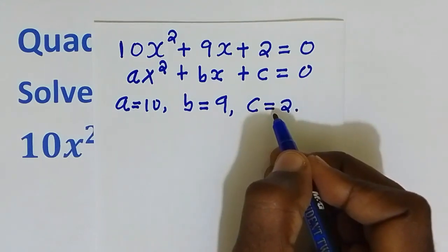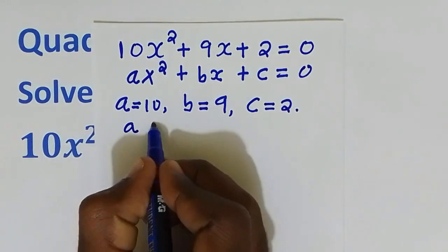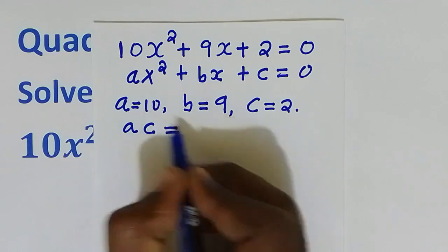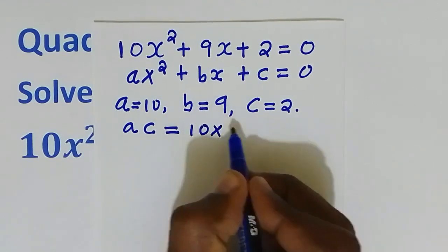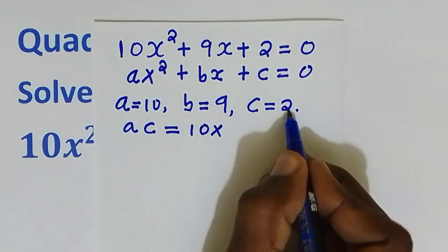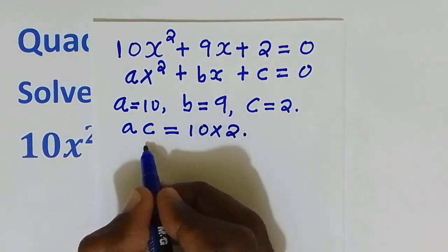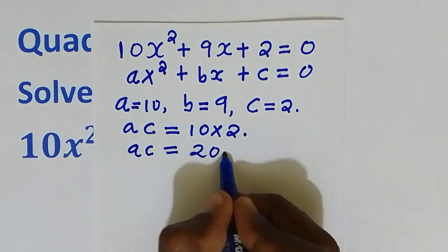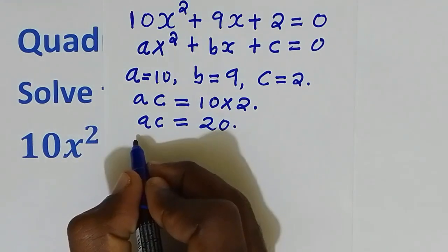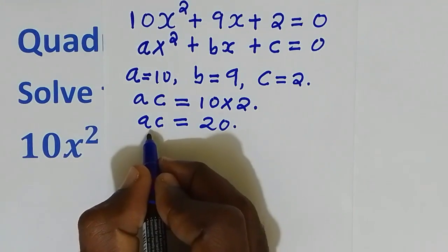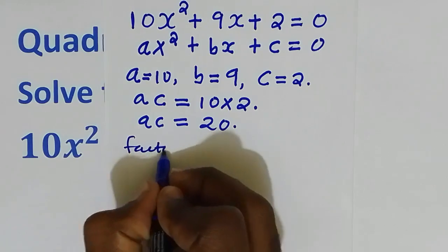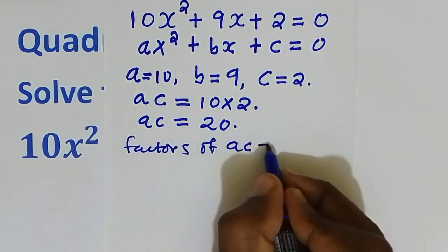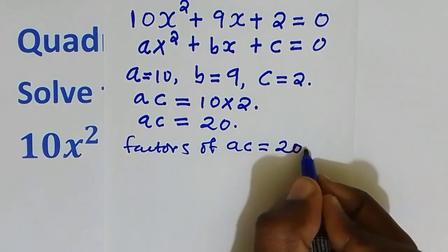First of all, we are going to find AC, which is equal to A, that is 10, multiplied by C, which is equal to 2. So AC is equal to 20. Then we are going to find the factors of AC. So factors of AC, which is equal to 20.